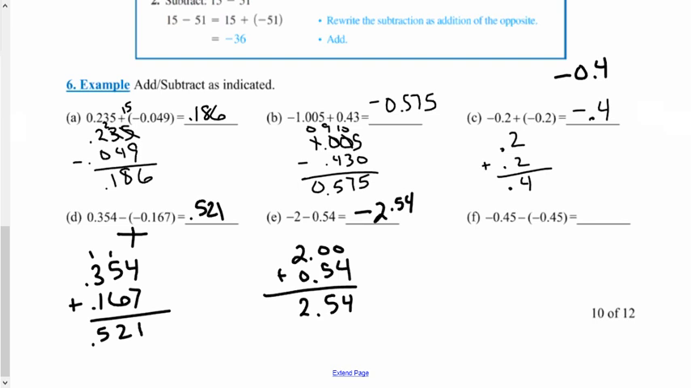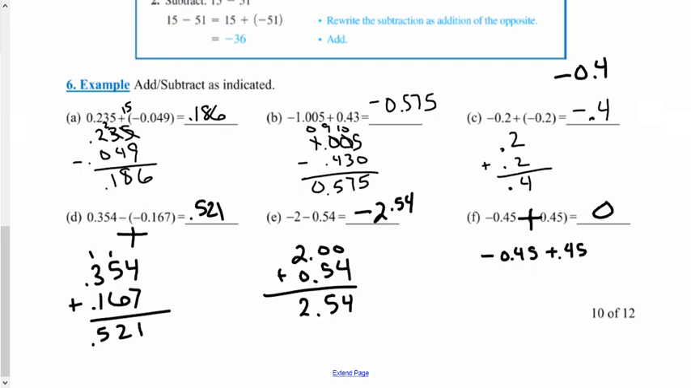Now, on the last one, yes, they're both negative, but look, we've got to take care of this first. Minus a negative turns this into plus a positive. So I'll rewrite it: negative 0.45 plus 0.45. Well, they're just opposites. That's just going to be 0. You can subtract them if you want.